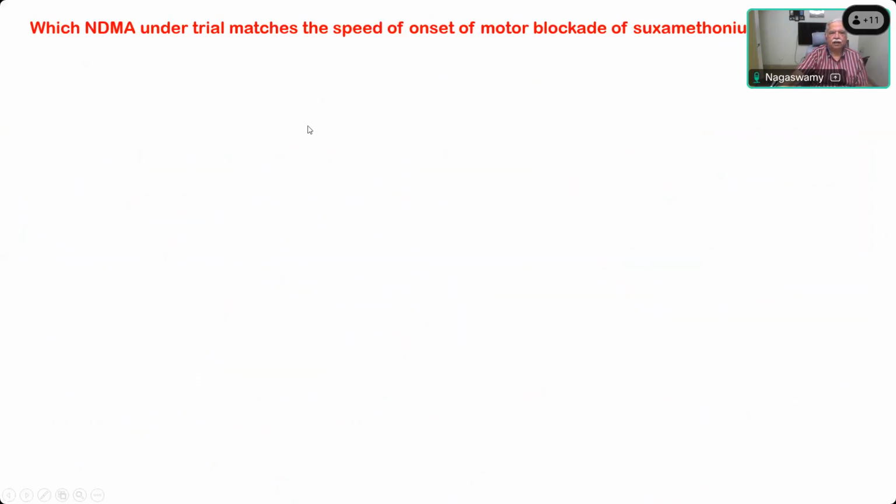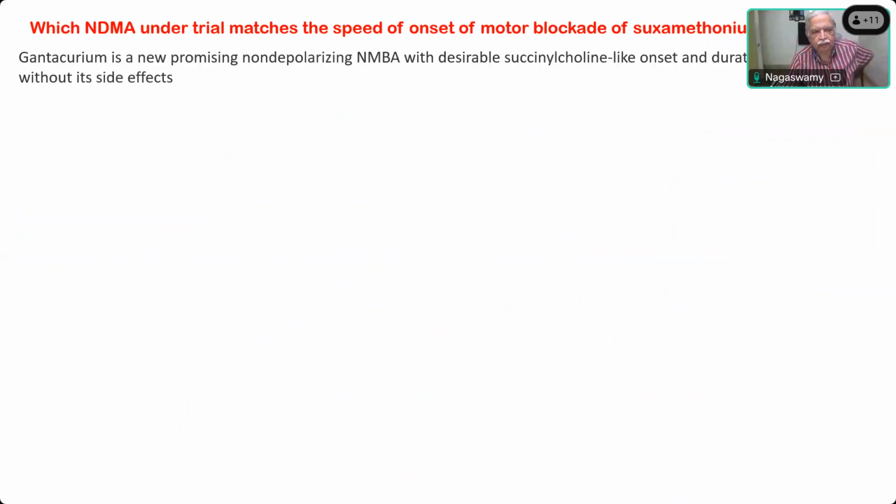Which NMDA under trial matches the speed of onset of motor blockade of succinylcholine? This is not coming to market. It is still under the phase 2 trial. It's called Gantacurium, a new promising drug, but it is not a depolarizing blocker. It is a non-depolarizing neuromuscular blocking agent, which has all the qualities of succinylcholine with regard to onset and duration, without the side effects of fasciculations and hyperkalemia and all those things.